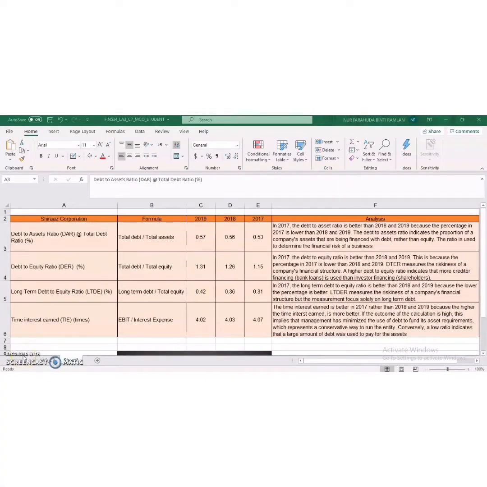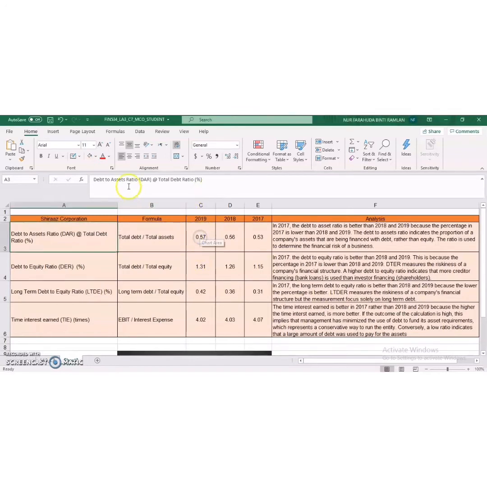Okay, first of all, we calculate the debt to asset ratio. The formula for this ratio is total debt divided by the total assets. If we want to calculate the debt to equity ratio, we must divide it by the total equity. Okay, the answer for this ratio must be in percentage. First, we calculate 2019.